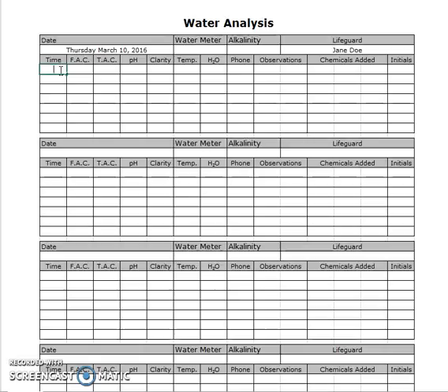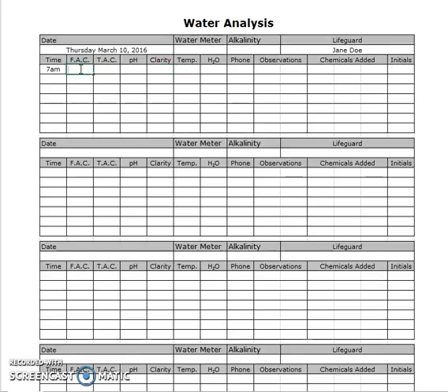So because you need to test the pool every 2 hours, you write down the time you begin your shift. So let's say you start at 7 a.m. Okay, and then you need to test the pool. So you need to test the FAC, TAC, pH, check clarity, temperature, if you need to add water, the phone if it's working, observation, if you add any chemicals, and your initial every 2 hours.